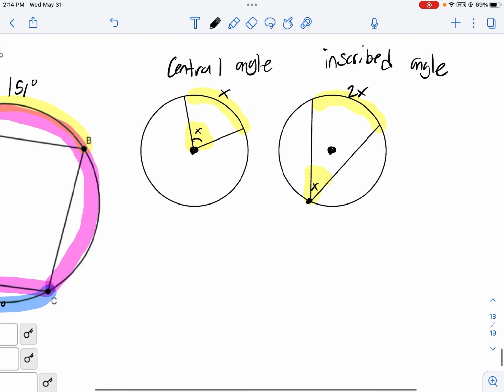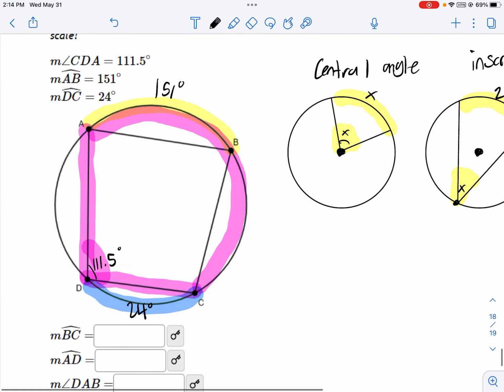So remember, we have the double-half relationship. If the angle is 20, the arc is 40. We double it. So if the angle is 111.5, and if we double that, we end up at 223 degrees, and that is the entire section of that arc there.